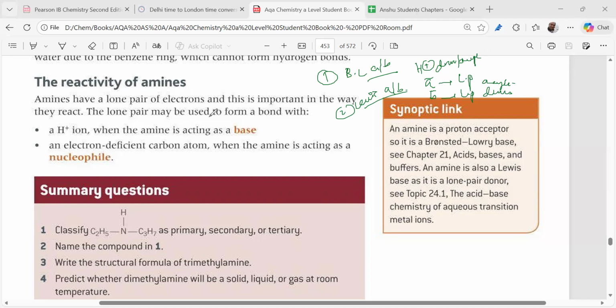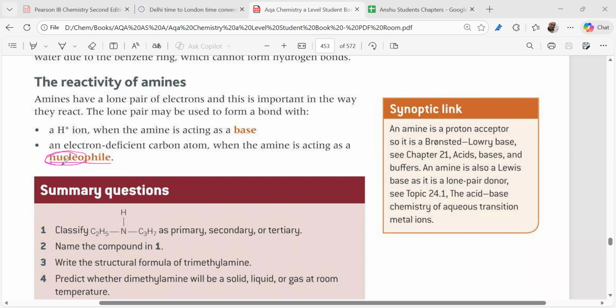So amines will fit both into the Bronsted-Lowry as well as the Lewis theory, because amines have a lone pair of electrons. This lone pair of electrons forms a coordinate bond with the hydrogen atom. Thus, it will be acting as a base. Also, by Bronsted-Lowry, amines are proton acceptors, and proton acceptors are bases. Now, we learned about nucleophiles. Nucleophiles are attracted to the nucleus, so they have a lone pair of electrons or are negative ions like OH minus. So they will be acting as a nucleophile.